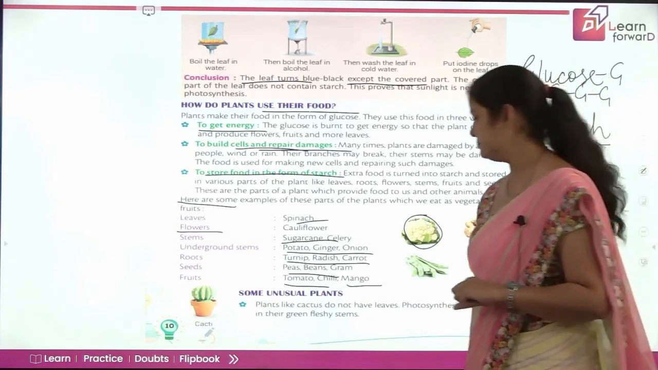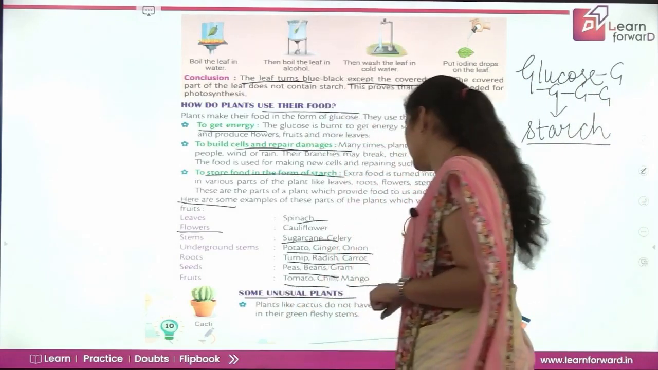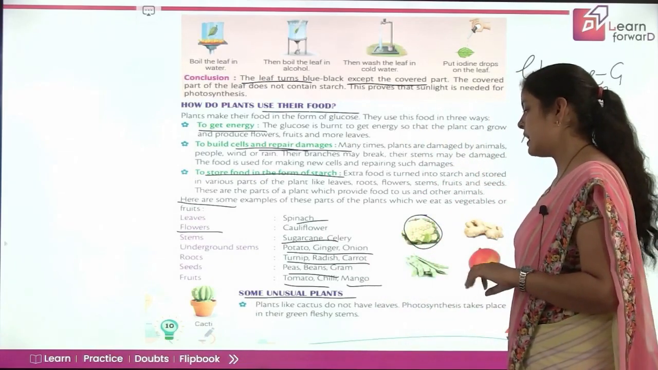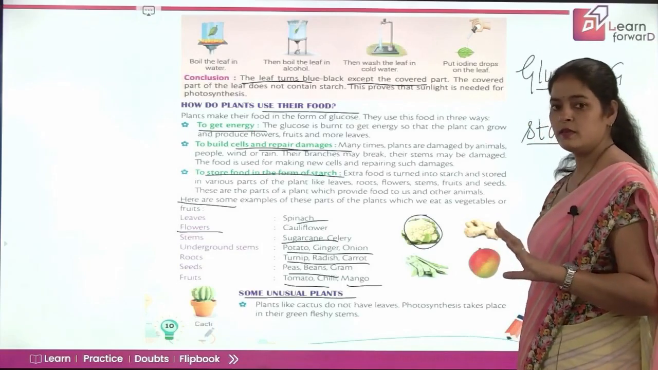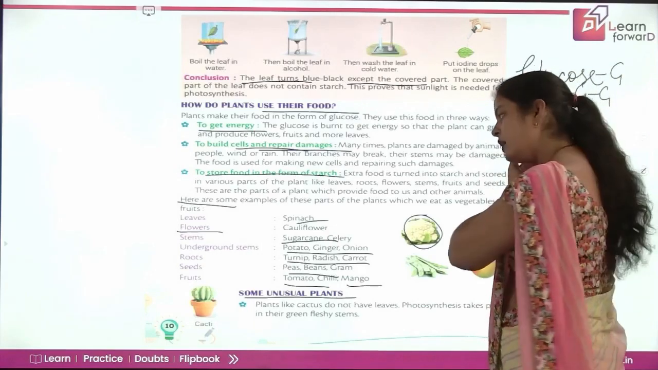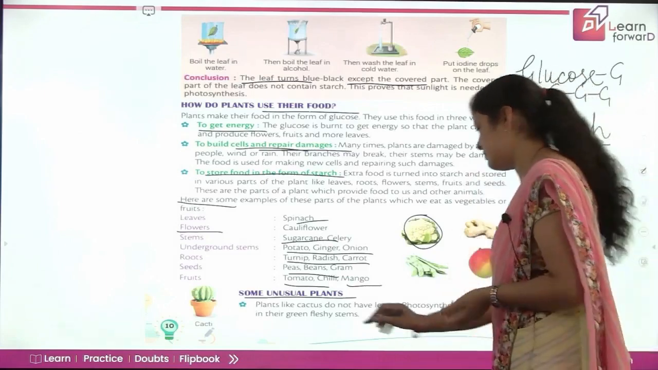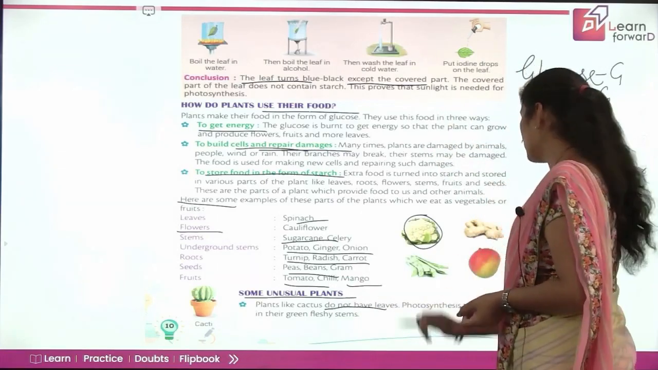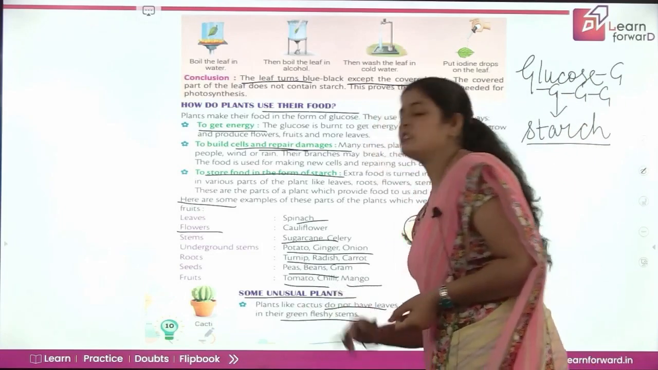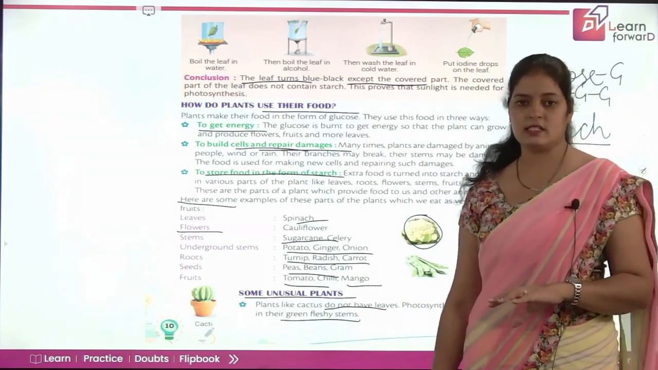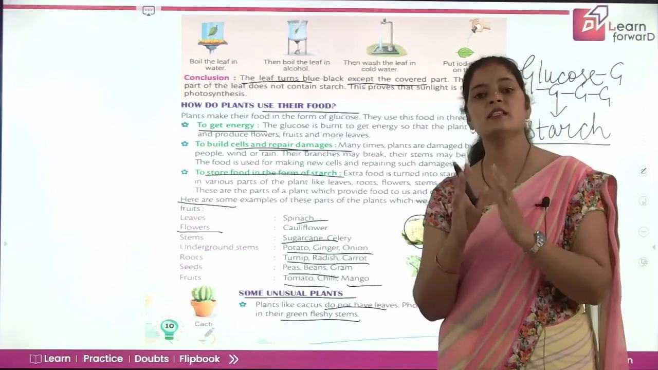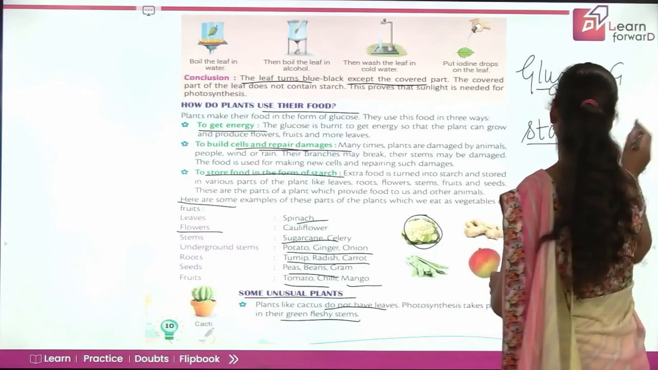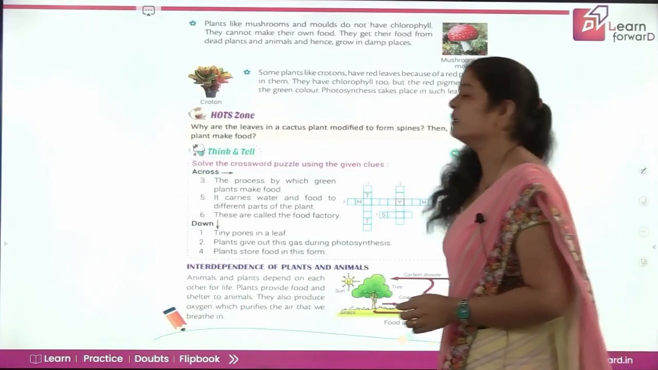Now some unusual plants. Why are we calling them unusual? Let's see. Plants like cactus. You all know cactus? The plant with thorns or spines, okay? Plants like cactus do not have leaves. So the green part that we generally see, what is it? Photosynthesis takes place in their green fleshy stems. The fleshy thick part you see in a cactus is actually not the leaves of the plant, these are the stems, and they carry out photosynthesis because they are green in color.